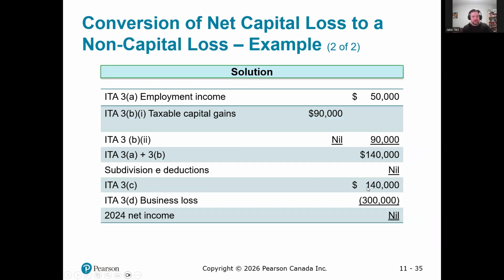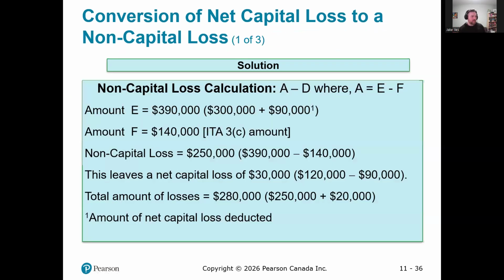So we said, well, since our net capital loss isn't as useful as non-capital, what if we apply the net capital loss to those capital gains anyway? That will reduce our income, increase our loss usage, and that 90,000 will convert from net capital loss into non-capital loss. In other words, by using as much as we're allowed in net capital loss, we leave behind more capital loss for the future. So our total losses is up to 390.